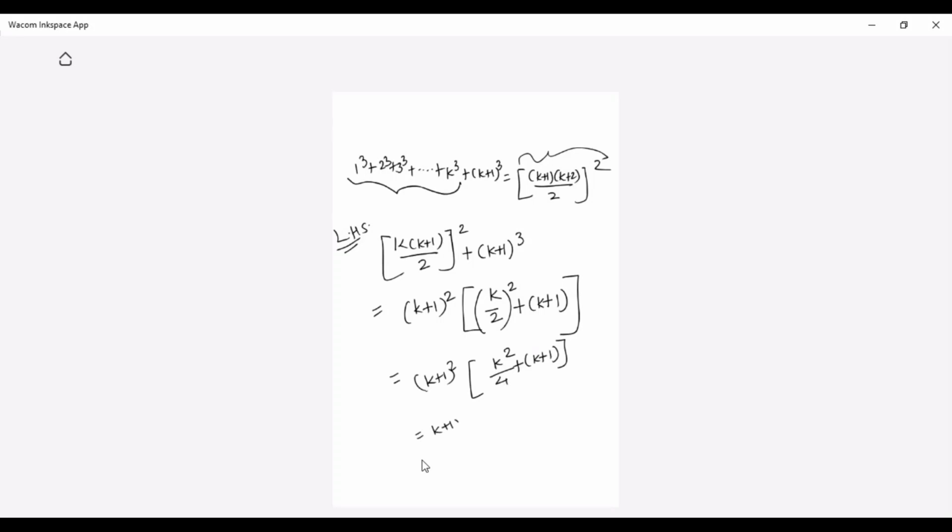So it would be (k plus 1) whole square into (k square plus 4k plus 4) divided by 4. And what is this k square plus 4k plus 4? It is (k plus 2) whole square, right? So (k plus 1) whole square into (k plus 2) whole square divided by 4. Okay, so can I write this term as RHS? Yes, I can write (k plus 1) into (k plus 2) divided by 2 whole square. So these are equal, and LHS is equal to RHS.